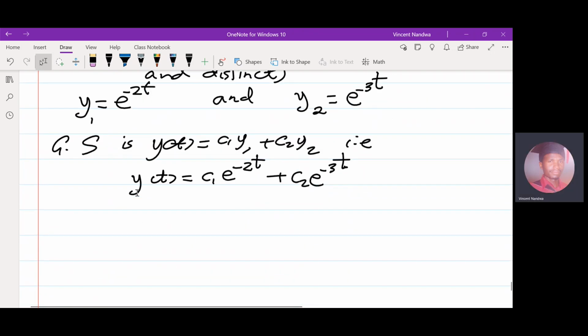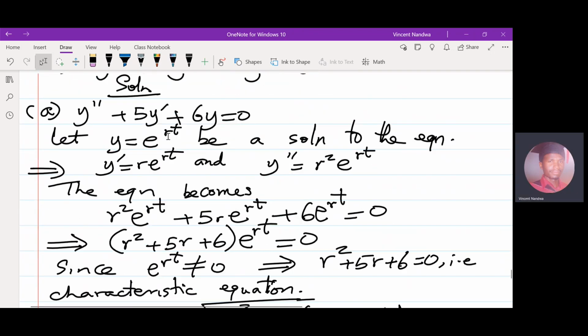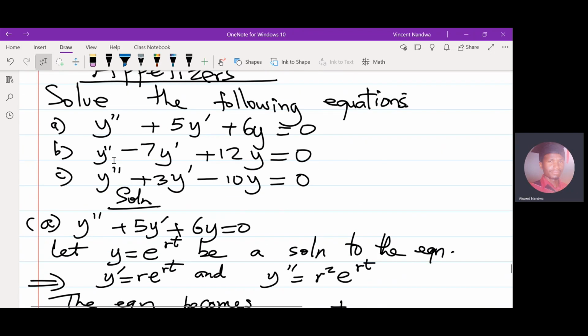Can you be trusted with the second problem? Number 2: y double prime minus 7y prime plus 12y equals 0. Get the roots of the characteristic equation.